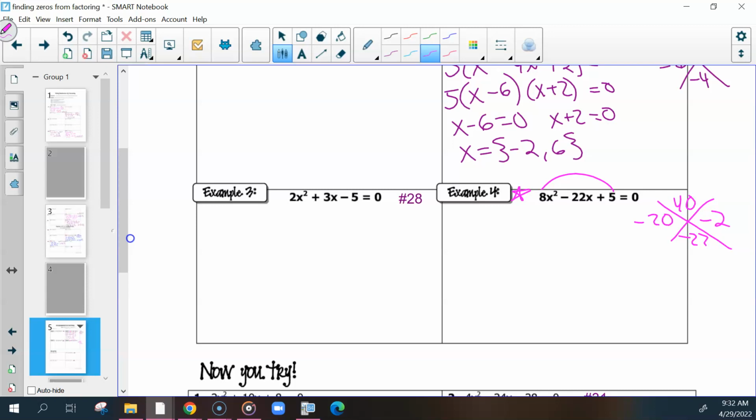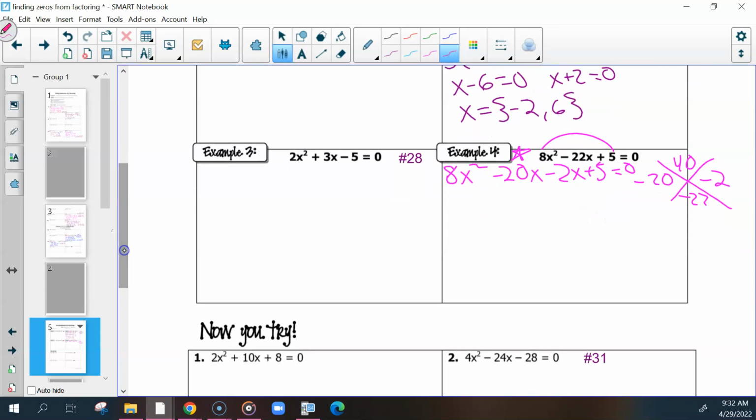Because we have something in front of x squared, we can't just go directly into the factors as we were doing. This one we have to rewrite. 8x squared minus 20x minus 2x plus 5 equals 0. And then do our grouping. What do the first two have in common? 4, 8 and 4, not 8, and x. And what would be left?